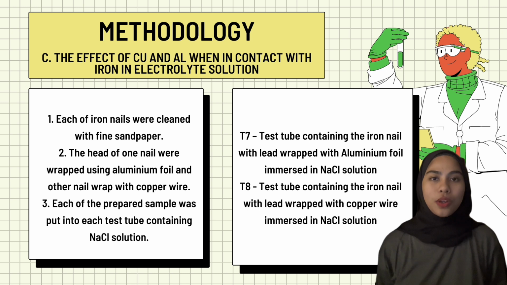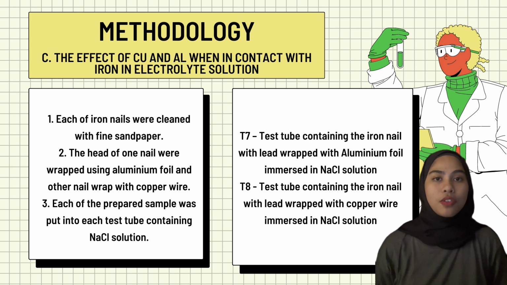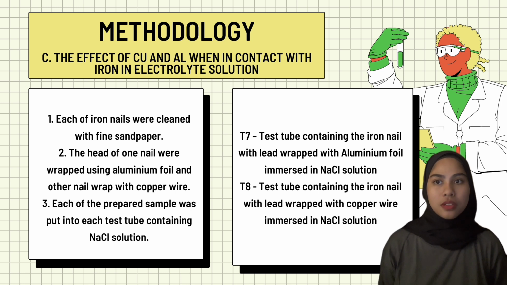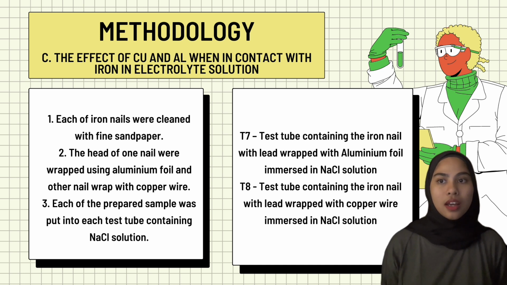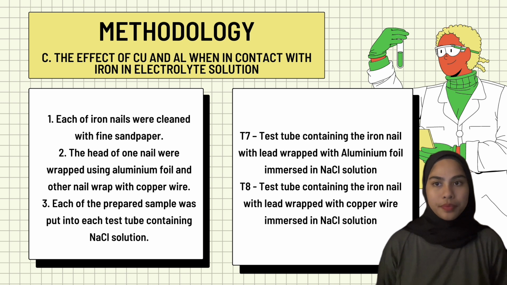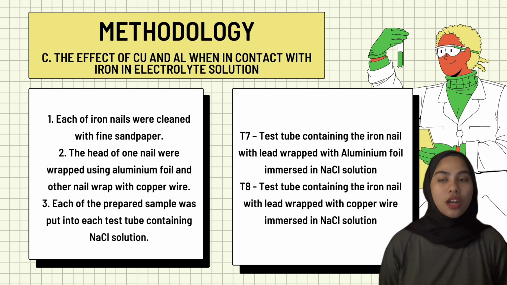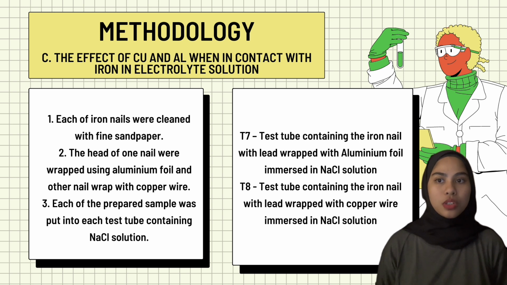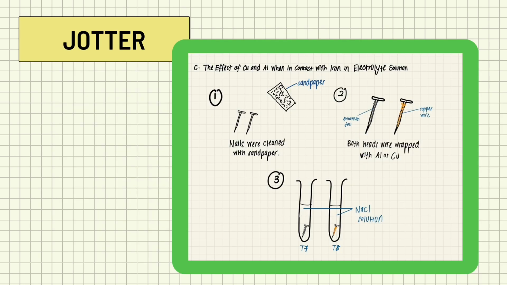Lastly, we want to investigate the effect of copper and aluminium when in contact with iron in an electrolyte solution. For the first step, each of the iron nails was cleaned with sandpaper, and the head of one nail was wrapped with aluminium foil and the other nail was wrapped with copper wire. Each of the prepared samples was put into a test tube that contains sodium chloride solution.